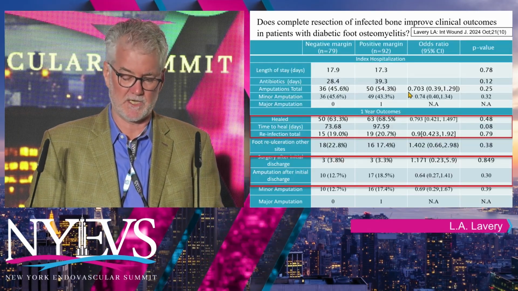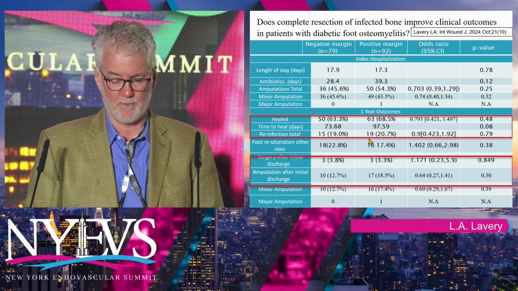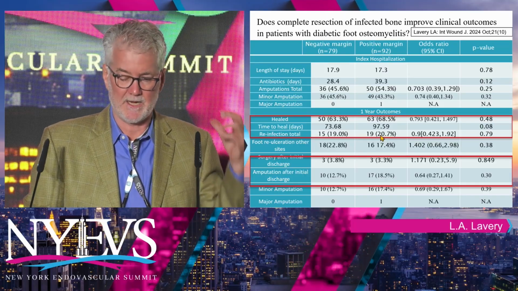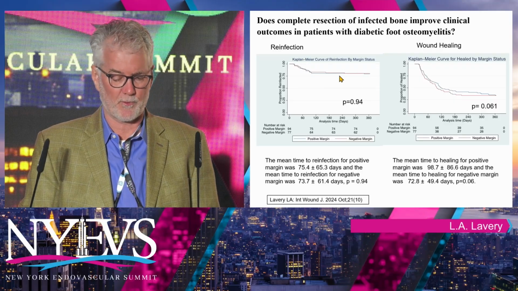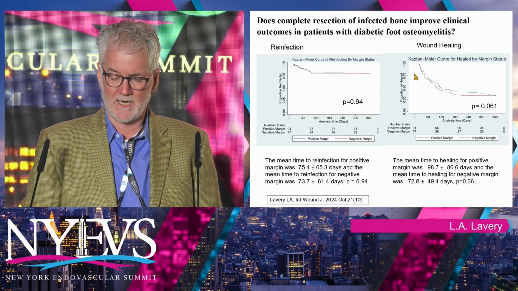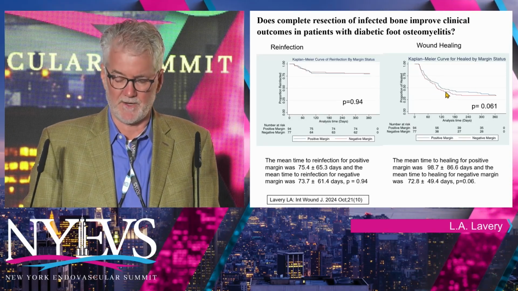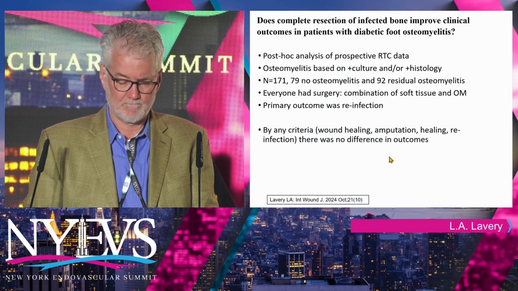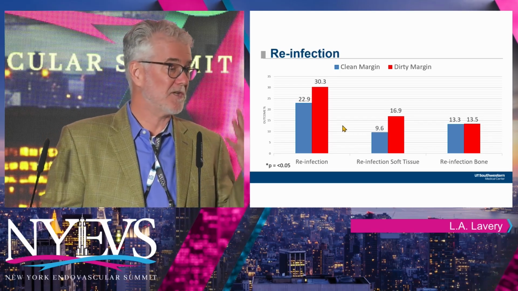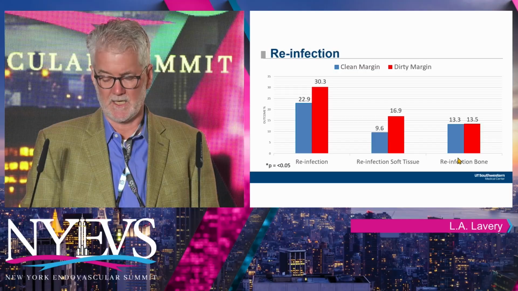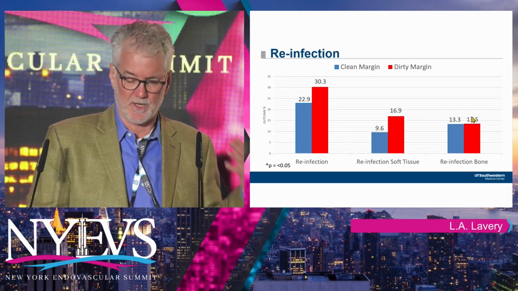Everyone had a combination of skin and soft tissue infection. If you look at our reinfection rate, it was 19% in people that had clean bone margins, 21% in the people that had residual osteomyelitis. No difference in the other parameters. Here's the survival analysis for reinfection. I kind of showed you this before, and this is the healing survival analysis, really overlapping survival analysis for wound healing. Oh gosh, I'm going the wrong way. If you break down reinfection into soft tissue and bone, 13% in bone infections, and whether it was clean or dirty bone margins. So a low rate of reinfection compared to other studies.